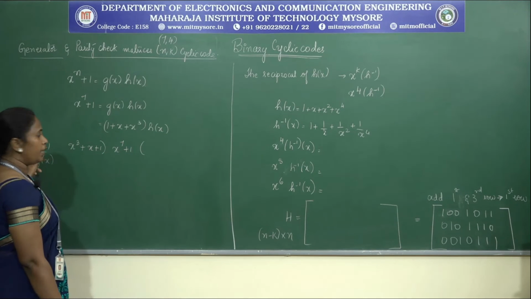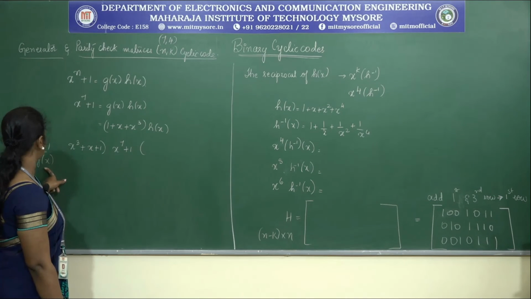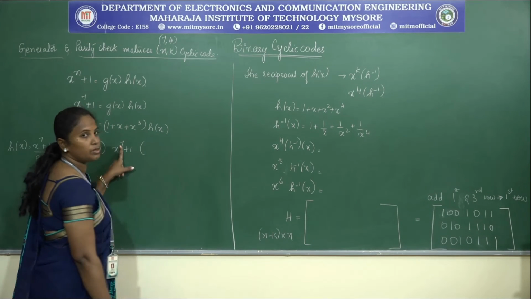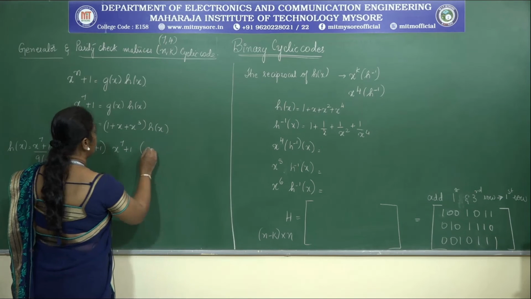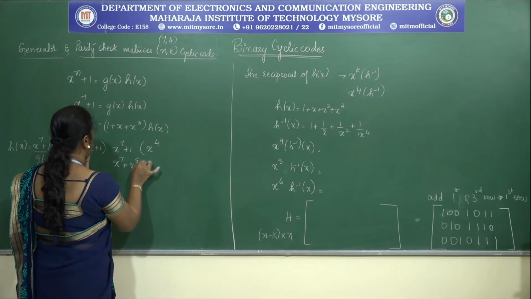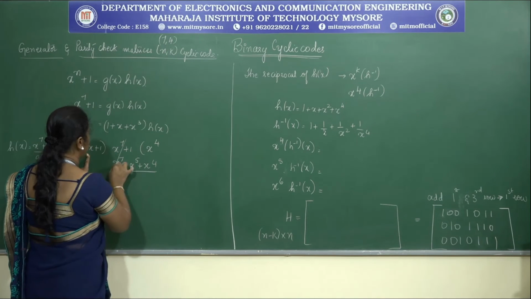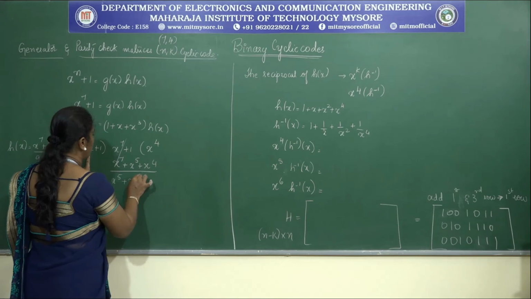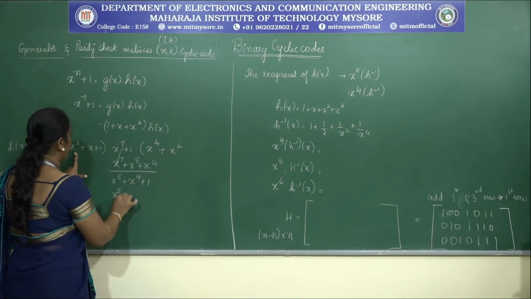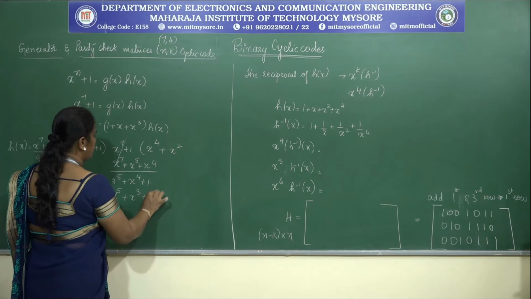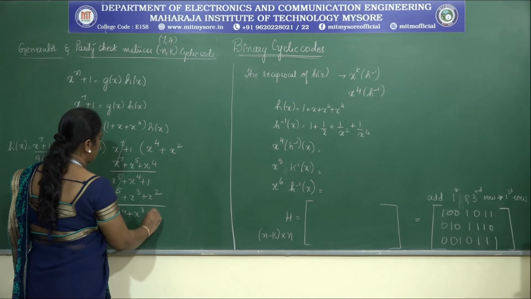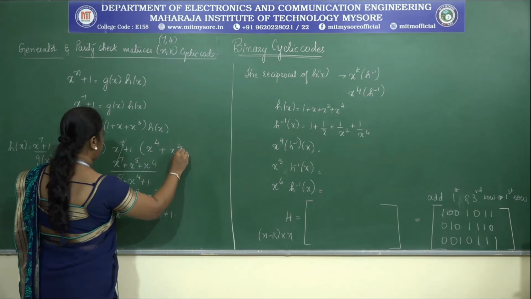h of x is equal to x power n plus 1 divided by g of x. So this is your g of x, we are dividing that by x power n plus 1, where n is equal to 7. So it is x power 7 plus 1. So it is x to the power of 4. So x power 7 plus 5 plus 4. So this will be x power 5, 4 plus 1. So it is x square, x5, x3 plus x square. So it is x power 4, x power 3, x square plus 1.